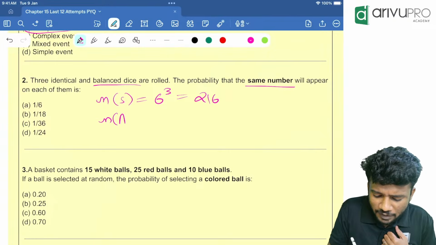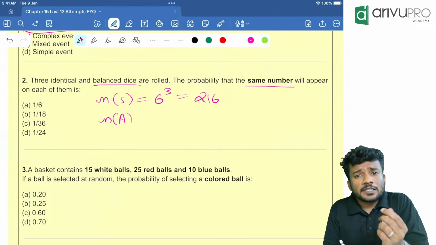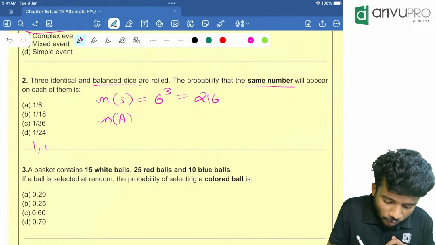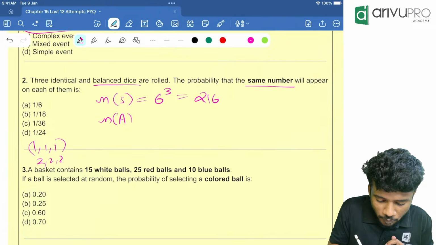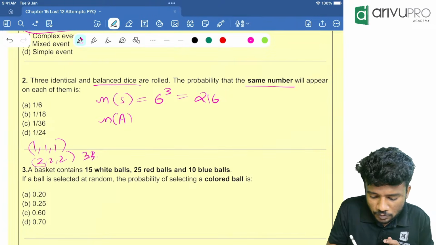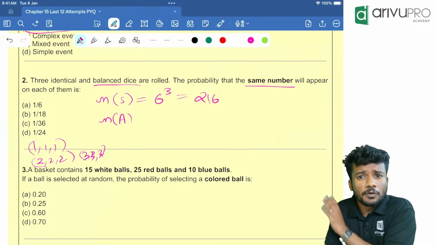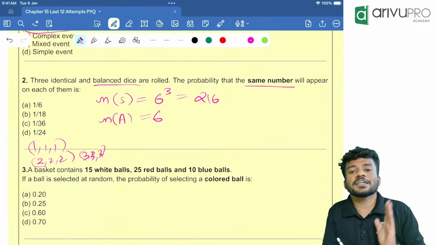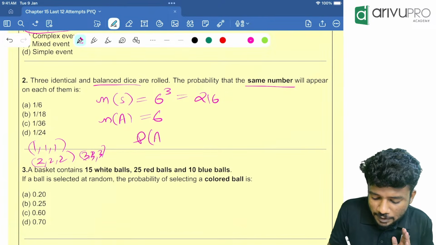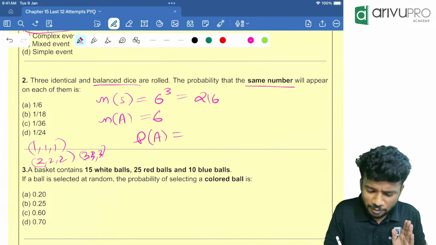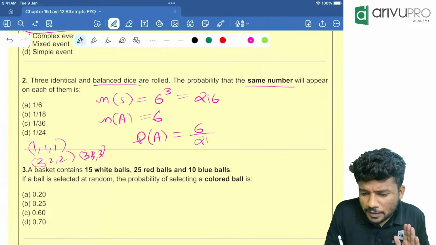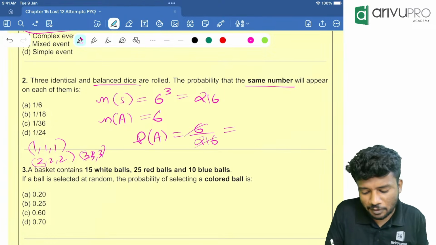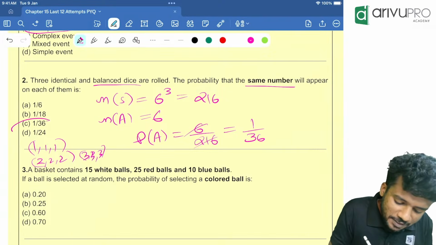Now we need to find N of A. Same number will appear in each of them means, for example, 1 comma 1 comma 1, then 2 comma 2 comma 2, then 3 comma 3 comma 3, then 4 comma 4 comma 4, 5 comma 5 comma 5, sorry, 6 comma 6 comma 6. That means N of A is equal to 6. Probability P of A is N of A divided by N of S, that is 6 divided by 216. So the answer is 6 divided by 216, cancelling with 6, it becomes 1 by 36. Option C is the answer.